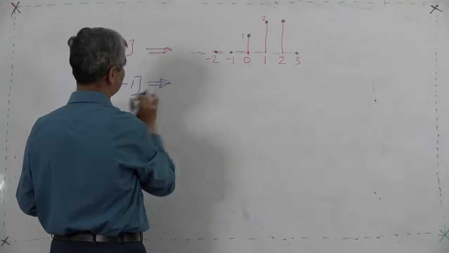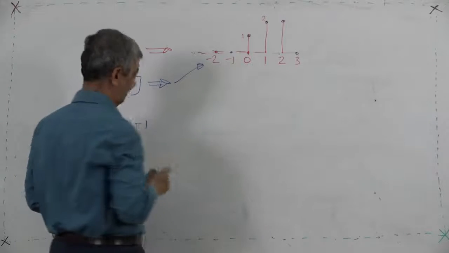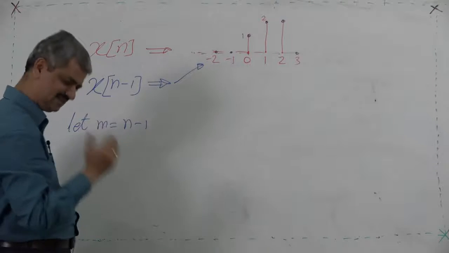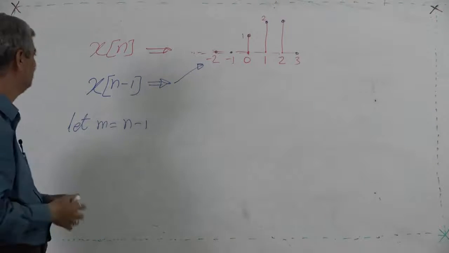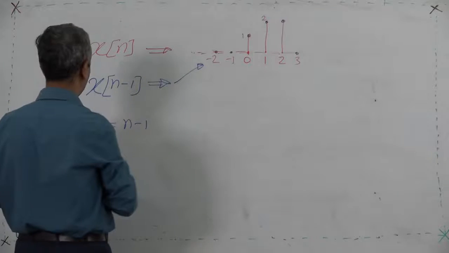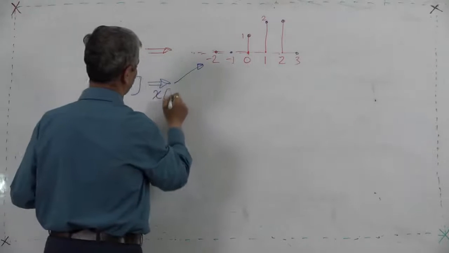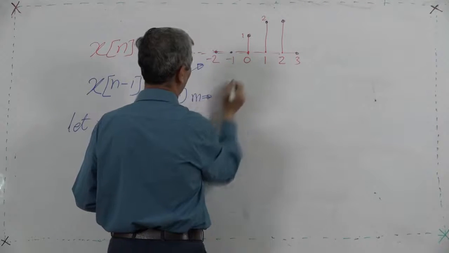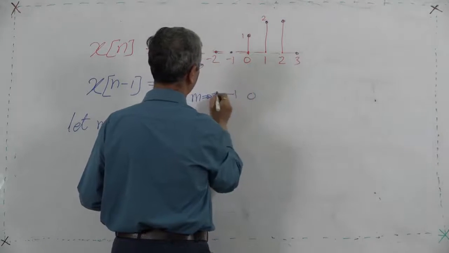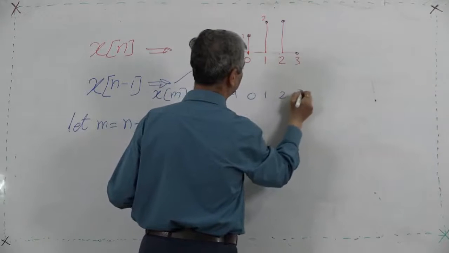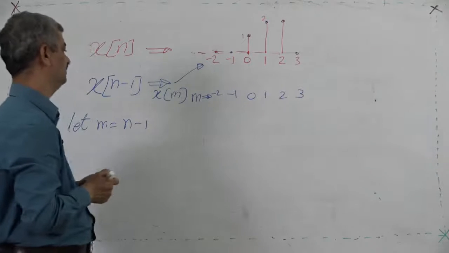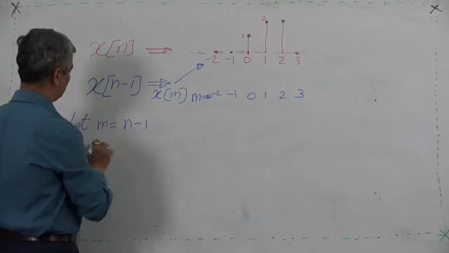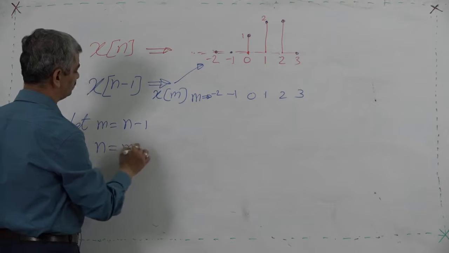So, x[m] would be the same sequence. See, shifting the samples is not so easy, so I am explaining it in a very simple manner. Let m be equal to n minus 1. So, I get x[m] is this, and what is m? m is equal to 0 here, minus 1 here, minus 2 here, 1 here, 2 here, 3 here. Let m be equal to n minus 1. So, what is n? n is equal to m plus 1.